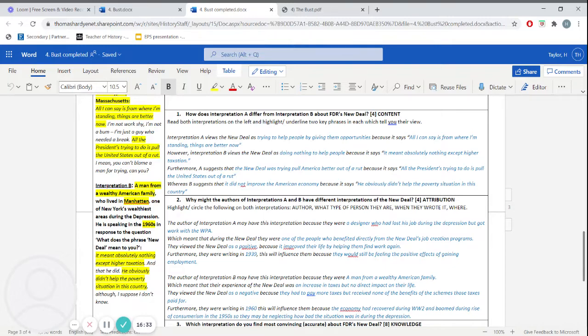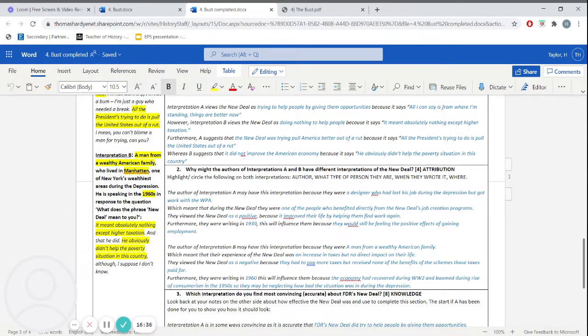So how would that translate onto a question like this? I've put here that the author of interpretation A may have this interpretation because they were a designer who had lost their job during the Depression, but got work with the WPA, which meant that during the New Deal, they were one of the people who benefited directly from the New Deal's job creation programs. They viewed the New Deal as a positive, and they certainly do. We talked about that in the last question, because it improved their life by helping them find work.